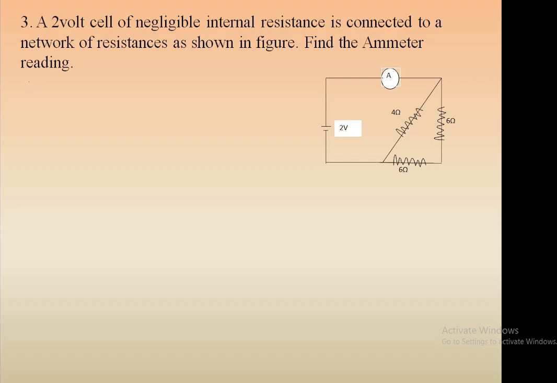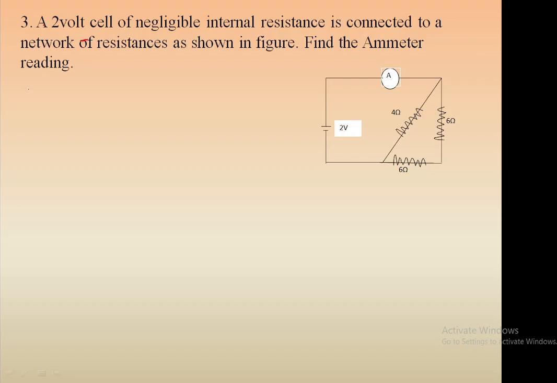So first we have to find the total resistance, or the effective resistance, of the combination. Then we have the voltage. Using Ohm's law, current is equal to voltage by resistance, we can calculate the current through the ammeter, that is the main current. So first we have to find the effective resistance of the combination.